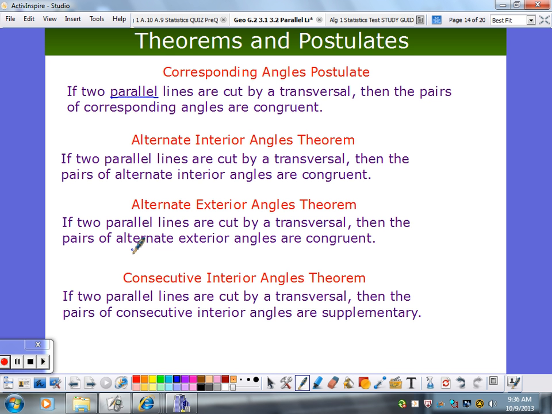Now we're going to start working with theorems. Would you mind showing me the theorems? Thank you. The alternate interior angles theorem: if two parallel lines are cut by a transversal, then the pairs of alternate interior angles are congruent. This one's a theorem. We're going to have to prove it. Alternate exterior angles theorem: if two parallel lines are cut by a transversal, alternate exterior angles are congruent. And consecutive interior: two parallel lines cut by a transversal, the pairs of consecutive interior angles, and remember, I like same side as a better word because I think it describes it a little bit clearer. Those same side interior angles are supplementary.